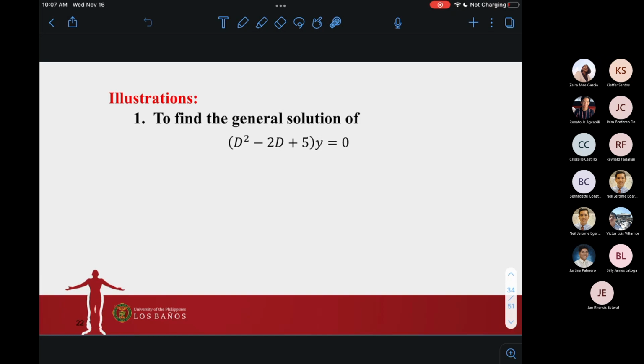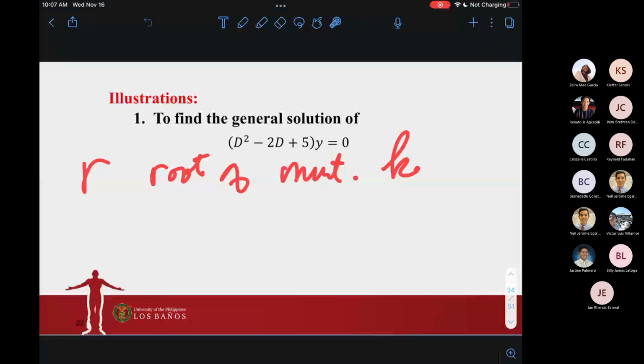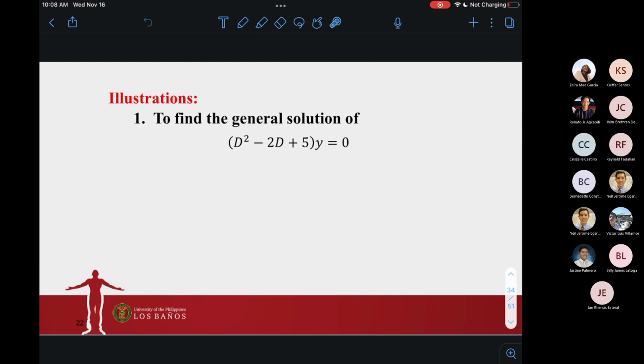Now, if there are repeated roots, so for example r is a root of multiplicity k. Right? This means that k times, x minus r became a factor of the auxiliary polynomial. Then our solution is a polynomial of degree k minus 1 times e to the rx, or whatever your independent variable is. So, that's case number 2.